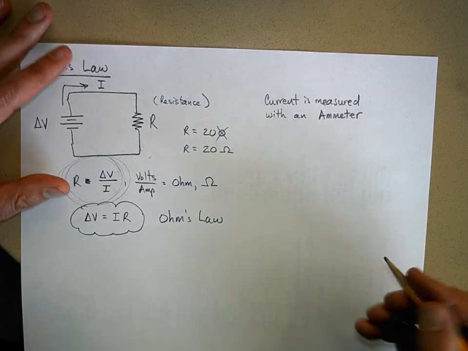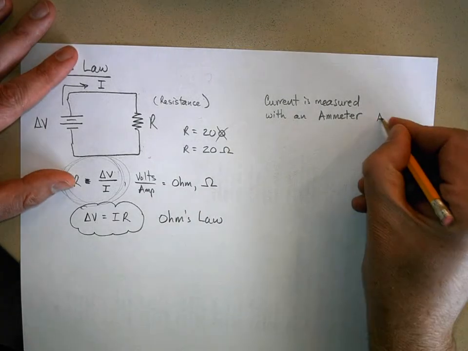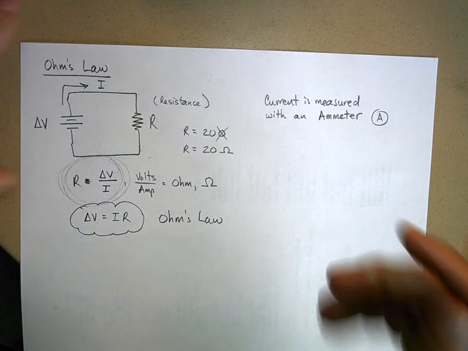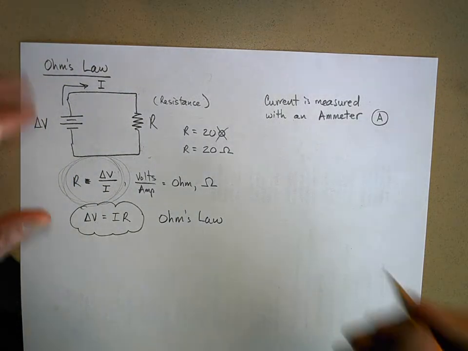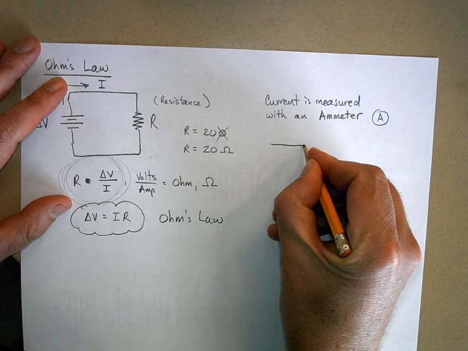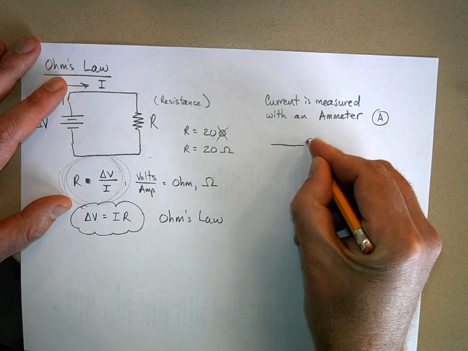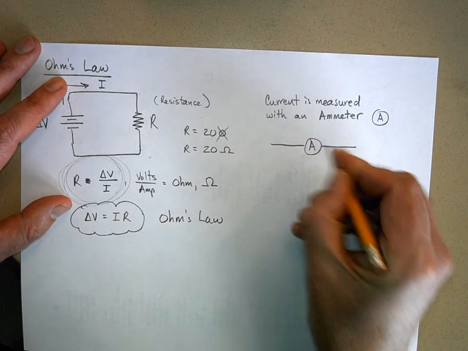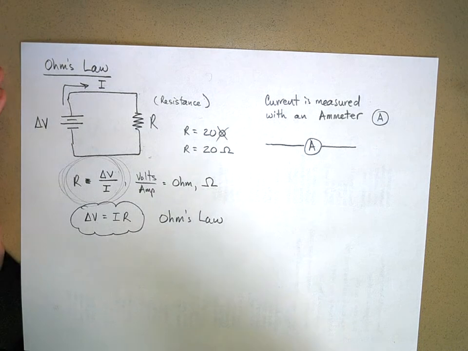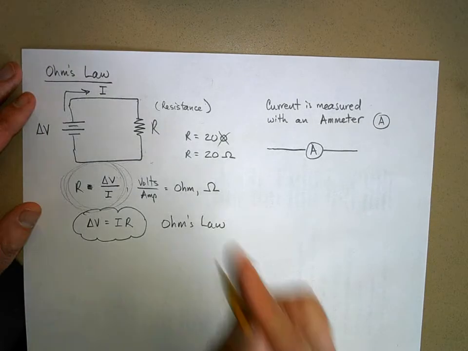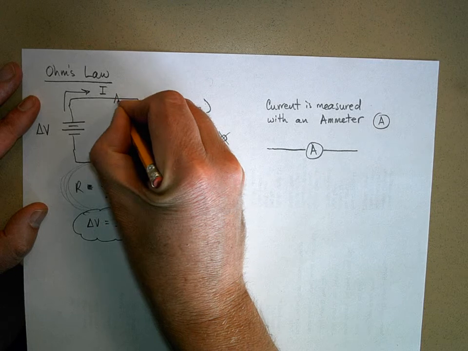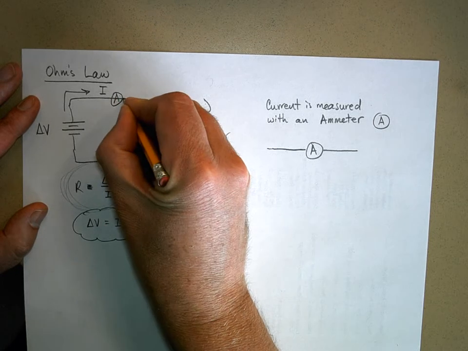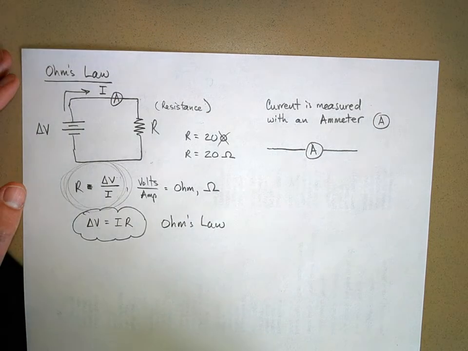And here's the symbol we use for it. We use an A with a circle. Now, this is a device that we use to measure the current. And so here's a wire, and it just goes into the ammeter and comes out of the ammeter like that. So in my circuit over here, if I wanted to measure the current flowing through here, I would just put the ammeter like that. Put it in the middle of everything. So there's my ammeter.